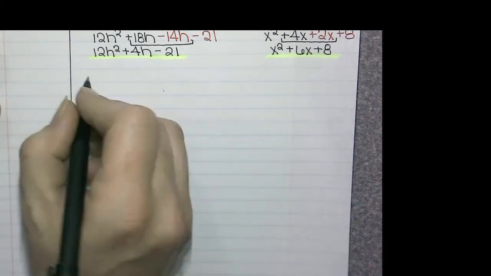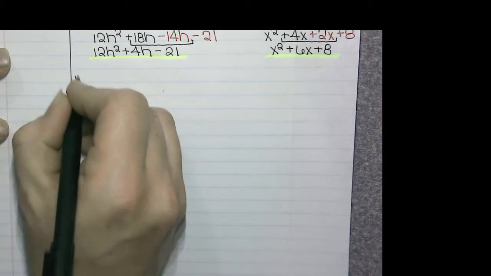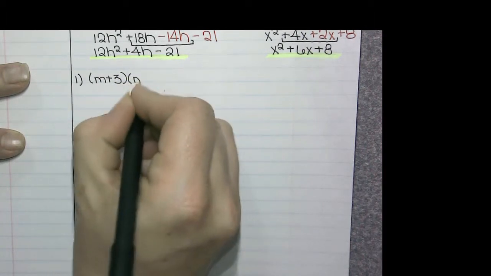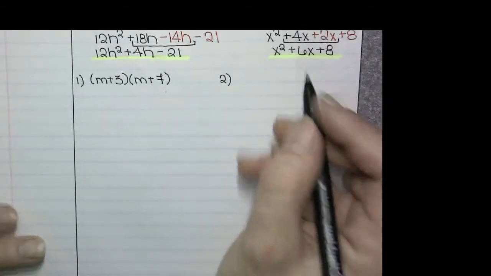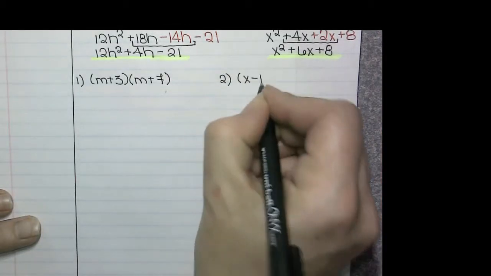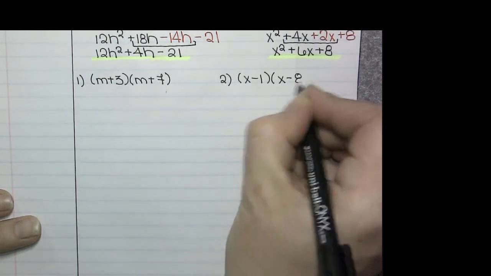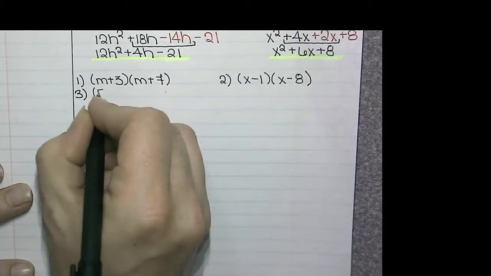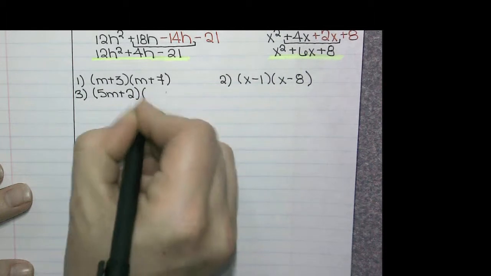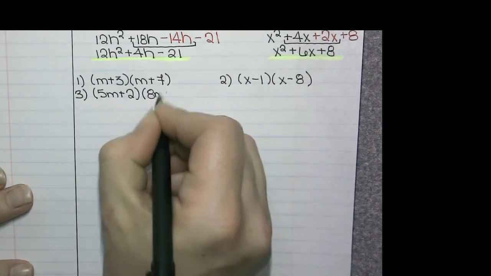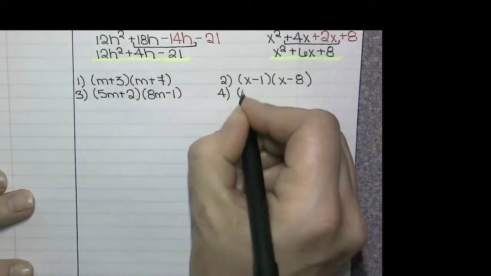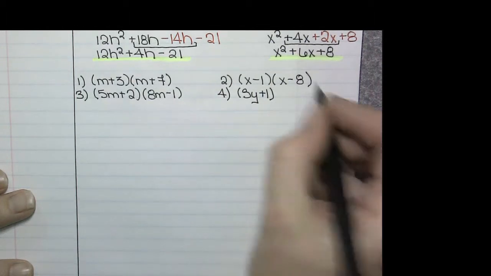Let's look at m plus 3 times the quantity m plus 7. We'll do that one. We'll do x minus 1 times x minus 8. We will do 5m plus 2 times the quantity 8m minus 1. And lastly, we'll look at 3y plus 1 times 3y plus 2.